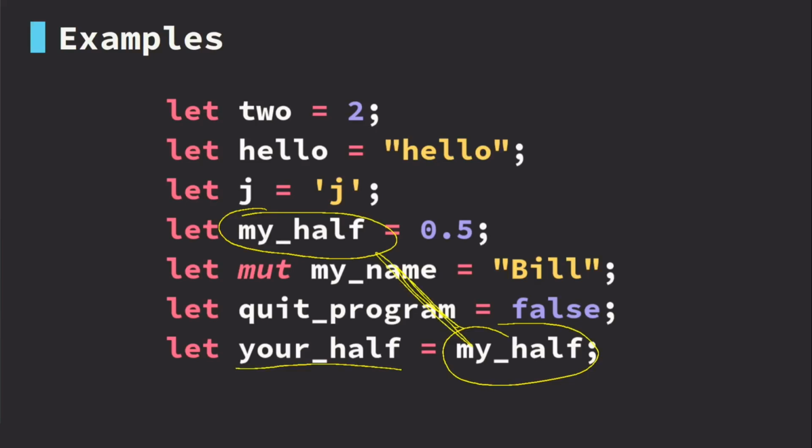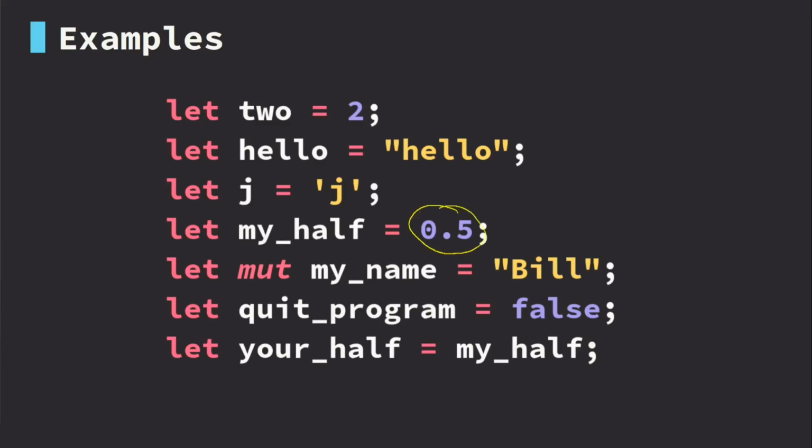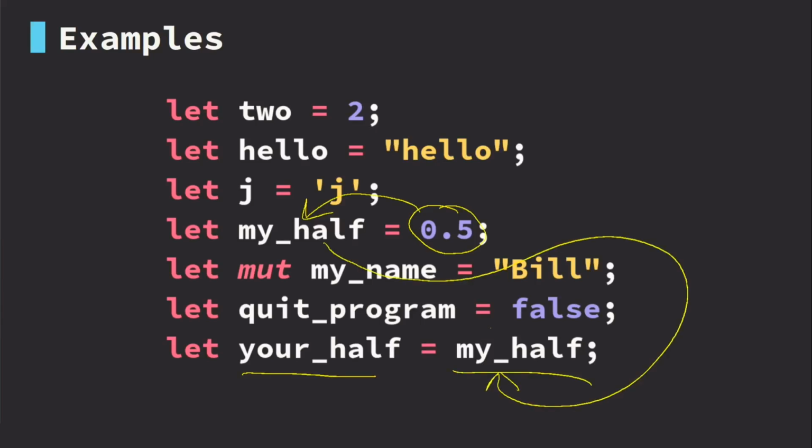So let's walk through each step on the way to see how that occurs. So in the my half variable, we have 0.5, which then gets assigned to my half. Here, down in your half, we have the my half variable. So this will then get assigned to my half. So that is 0.5. And then it in turn gets assigned to your half. The end result is both your half and my half have the value of 0.5.